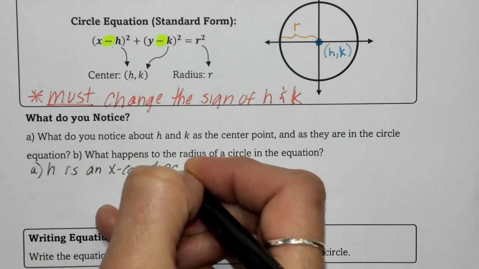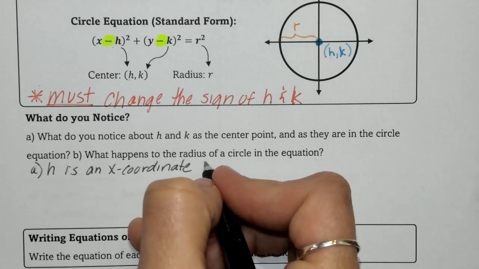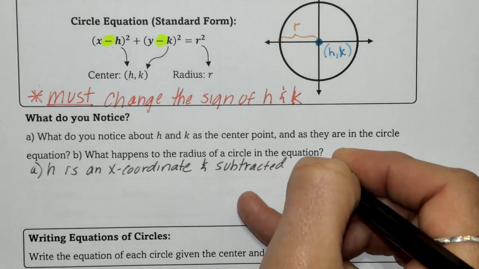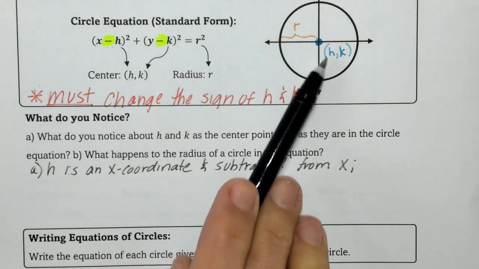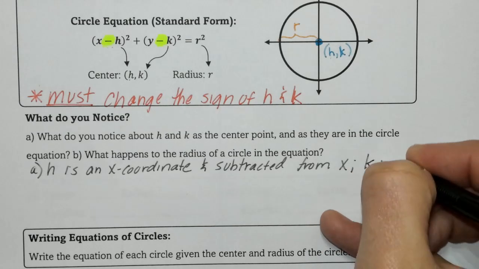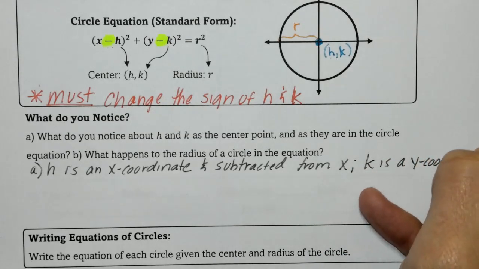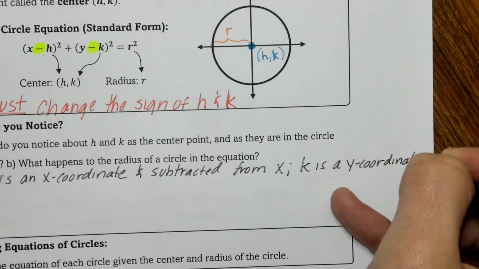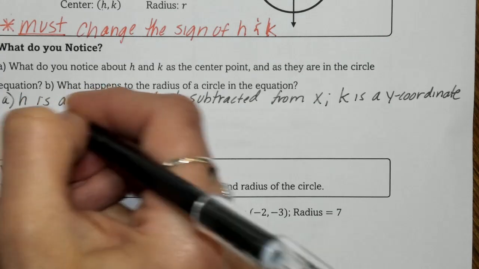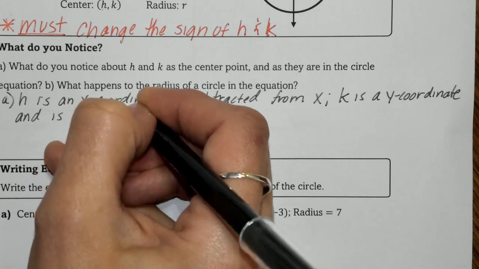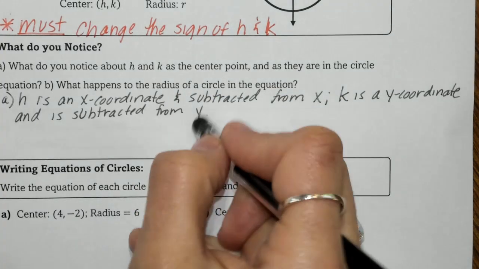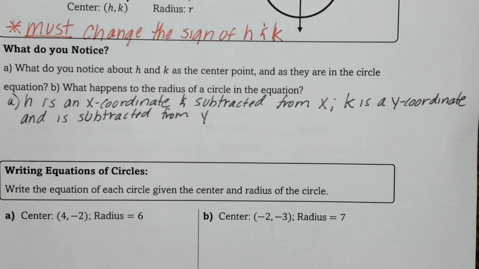You'll want to pause this after the end because it's going to be a lot. It is an x coordinate and subtracted from x. Okay, so it's an x coordinate because it's on the left and it's subtracted from x. And then your k is a y coordinate, might run out of room here. It's a y coordinate and is subtracted from y. Please pause that and finish writing that before you move on to B, the second question.